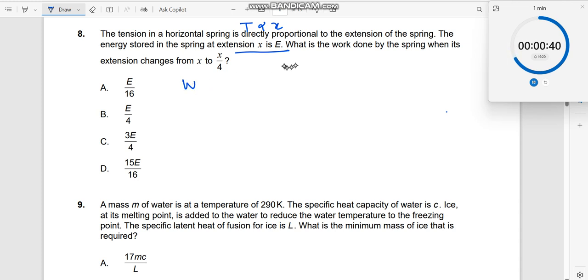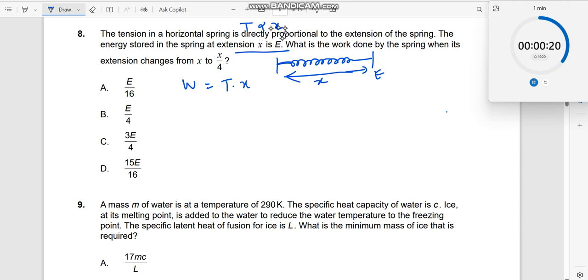What is work done in the spring? See, don't use the formula. We'll directly go like this. If your extension is x over here, then the energy stored is E, which means what? Work done can also be written as force multiplied by displacement. I can write it like this.